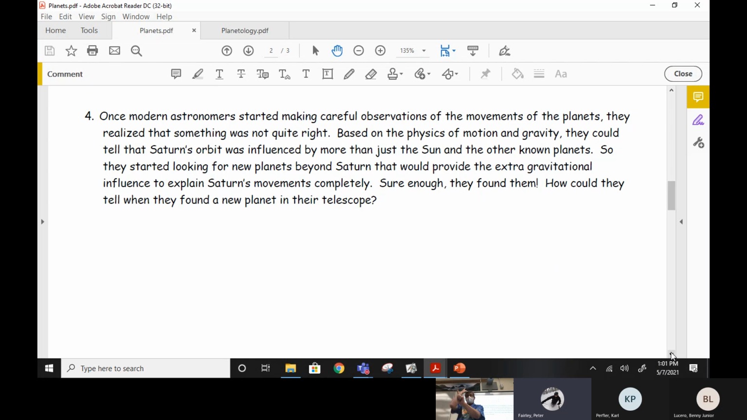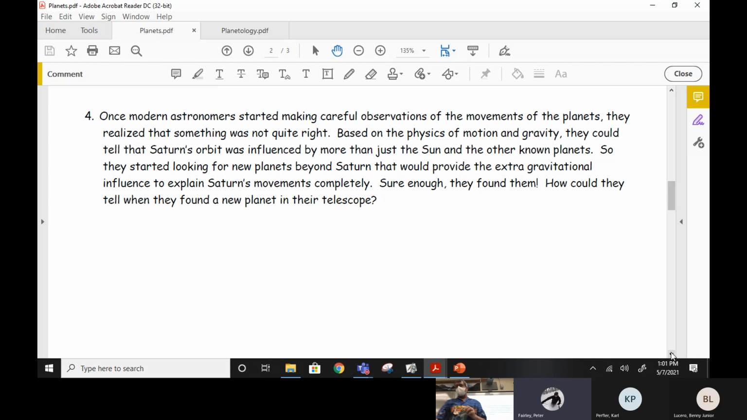One more time. I'm the sun. Here's Jupiter. Here's Saturn. Saturn's orbiting around me. And then Jupiter pulls it in a little bit. It goes back to where it was. And then it goes over there. Yes, exactly. There's something else pulling on it out there, huh? There's the gravity of something else pulling it out there.